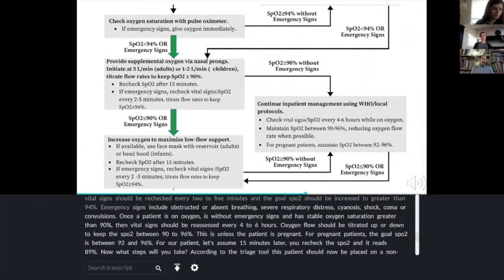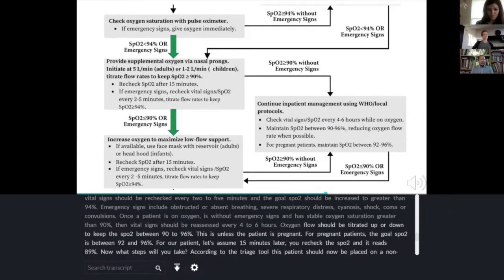Emergency signs include obstructed or absent breathing, severe respiratory distress, cyanosis, shock, coma, or convulsions. Once a patient is on oxygen, is without emergency signs, and has stable oxygen saturation greater than 90%, then vital signs should be reassessed every 4 to 6 hours.